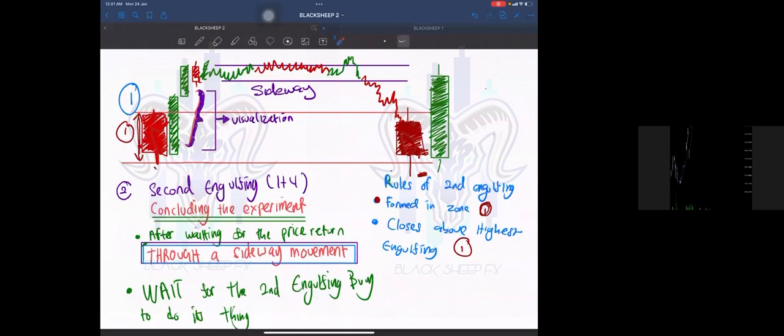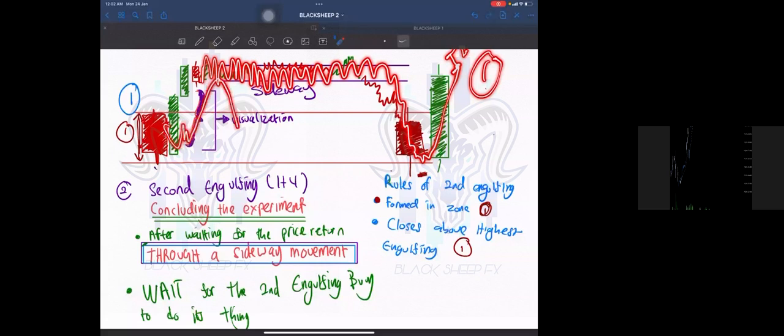So we have gone through the importance of the first engulfing buy and the kind of rules that it had and what it represents. So now, after the first engulfing buy zone has been formed, it is very crucial for the other element to happen, which is the sideway before entering back into the zone. Because it can be either this as option 1, or it can do this, correct? Spike up, pop, come back in.